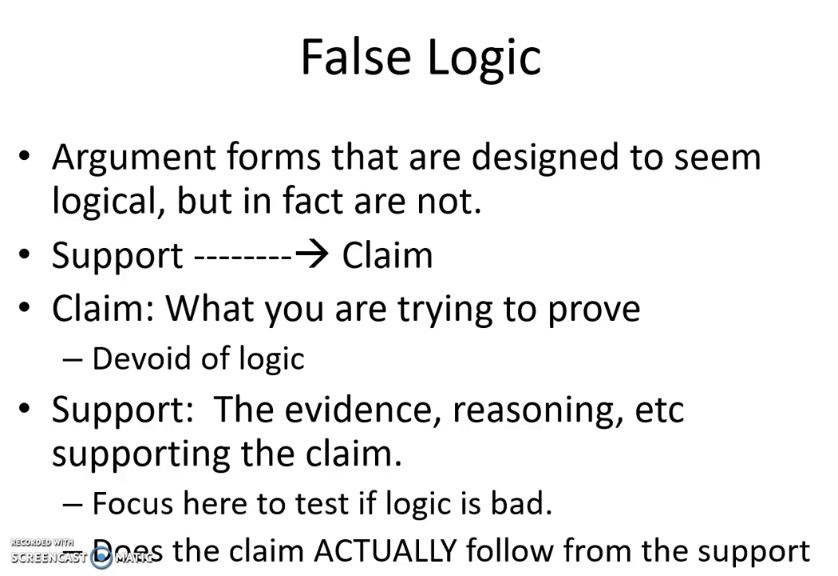The key to being able to identify or evaluate the logic is to recognize that in its simplest form, an argument consists of your claim, which is what you're trying to prove, and the support, and that's the proof. When you're looking at the argument, always try to primarily focus on the support because that's where you'll find the reasoning or the logic. Does the claim that you're trying to prove follow from the support? So with that in mind, we're going to be going over 11 different forms of false logic.